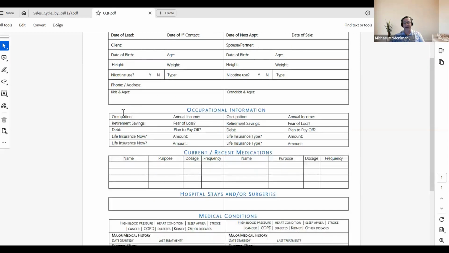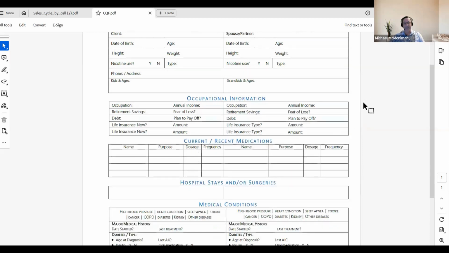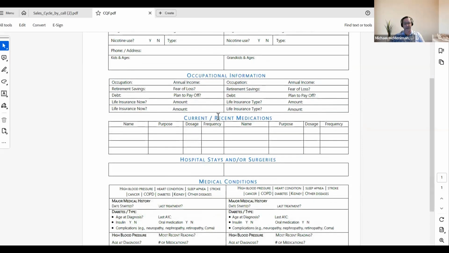One of the big things that I like to collect is their children, the ages of the children, and their grandkids and the ages of their grandkids. Why? Because those are instant and easy referrals. Referrals, of course, are leads you don't pay for with money. You pay for with kindness and service. And then you get into the occupational information on the CQF.